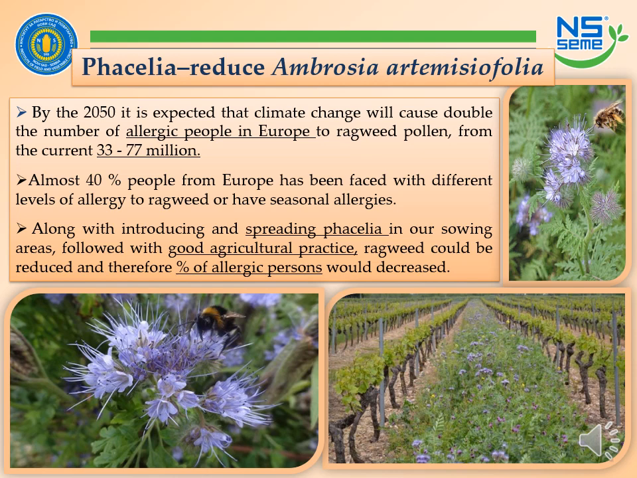PHACELIA reduces Ambrosia artemisifolia. Almost 40% of people in Europe have faced different levels of allergy to ragweed or have seasonal allergies. By 2050, it is expected that climate change will double the number of people in Europe allergic to ragweed pollen, from the current 32 to 77 million. Along with introducing and spreading PHACELIA in our sowing areas, followed by good agricultural practice, ragweed could be reduced, and therefore the percent of allergic persons.